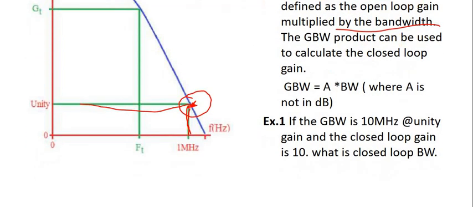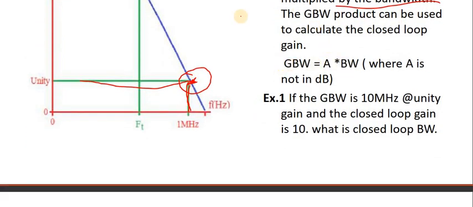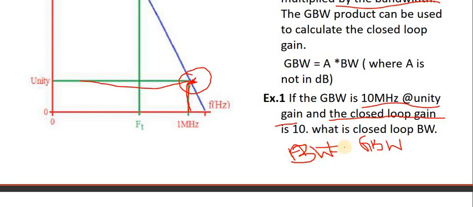Now the next question in this: if the gain bandwidth is 10 megahertz at unity gain, what will be the bandwidth for a closed loop gain of 10? You need to find out the bandwidth. So bandwidth will be equal to gain bandwidth divided by closed loop gain. So this is 10 megahertz divided by 10. So bandwidth will be 1 megahertz.